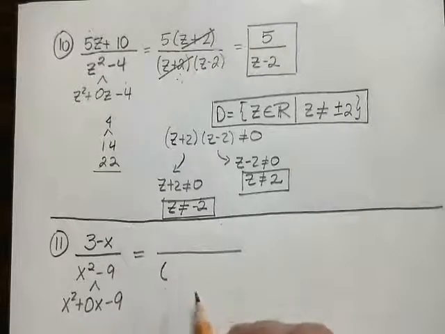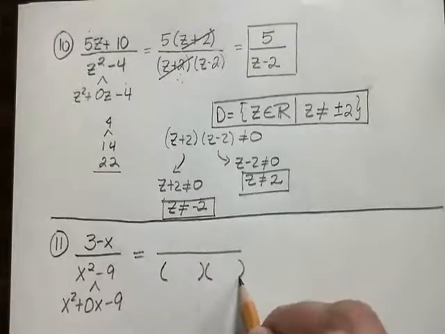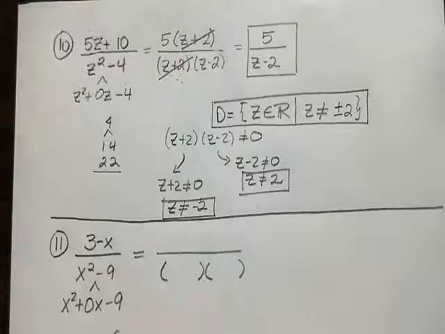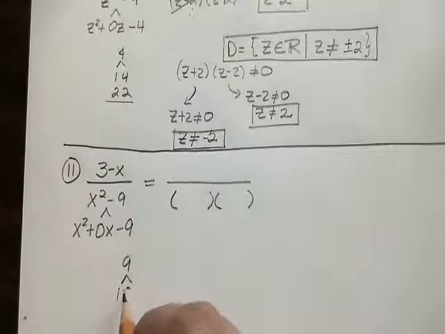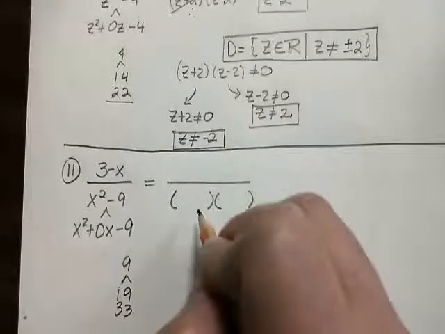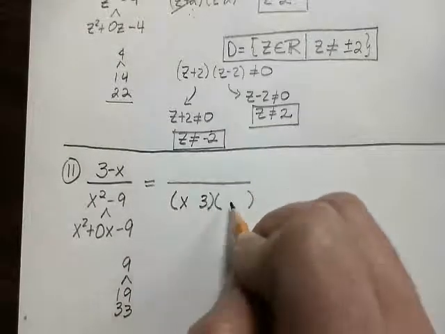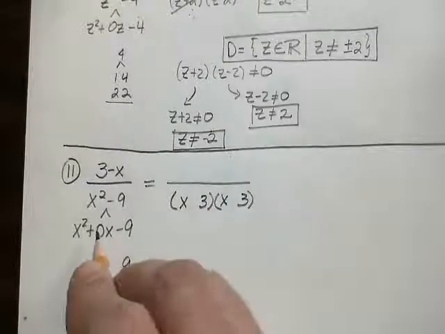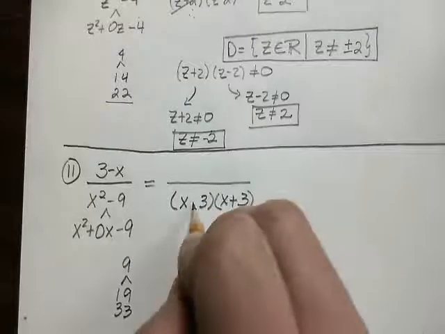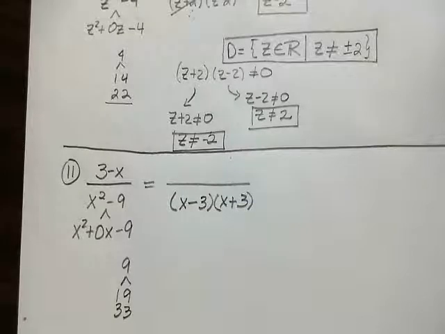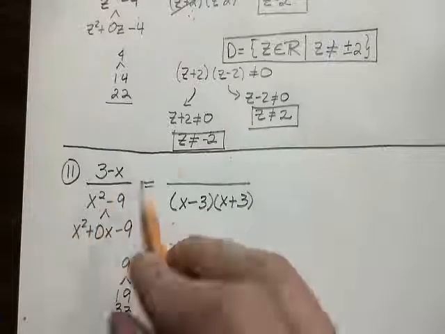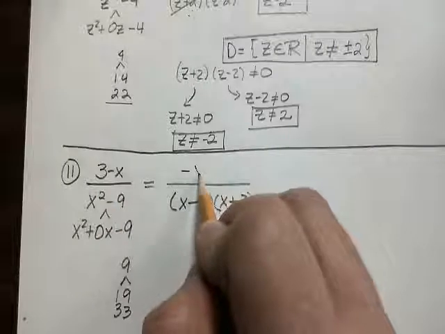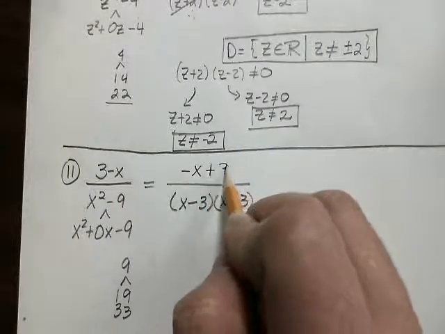So that means I can factor. And what numbers give me 9? 1 and 9, 3 and 3. So this would be x 3 and x 3. One is going to be positive, one is going to be negative. On the top, I noticed that these numbers are out of order, so I'm going to put them in order. So this becomes negative x plus 3.